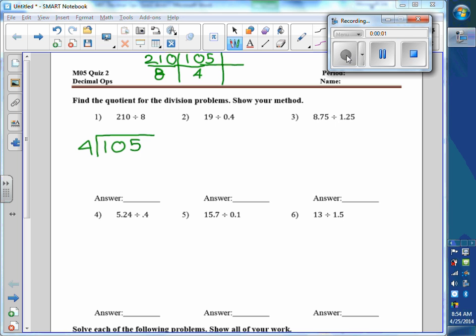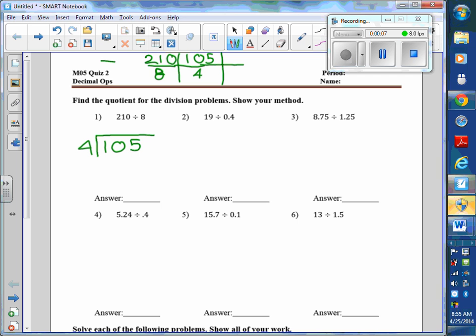Quiz corrections. Number one is 210 divided by 8. So the first thing I did, just to make it a little bit easier, is I said 210 divided by 8. If I divide by 2, that is the same as 105 divided by 4, which then makes my long division a little quicker.